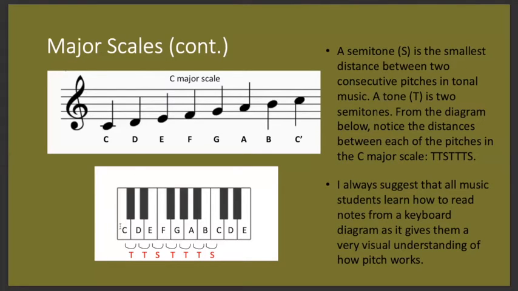So between C and D, that is two semitones: this black note here, and then falling onto the D. So that is a tone. D to E is a tone. E to F is a semitone because there is no black note here. F to G is a tone. G to A is a tone. A to B is a tone, and B to C is another semitone.